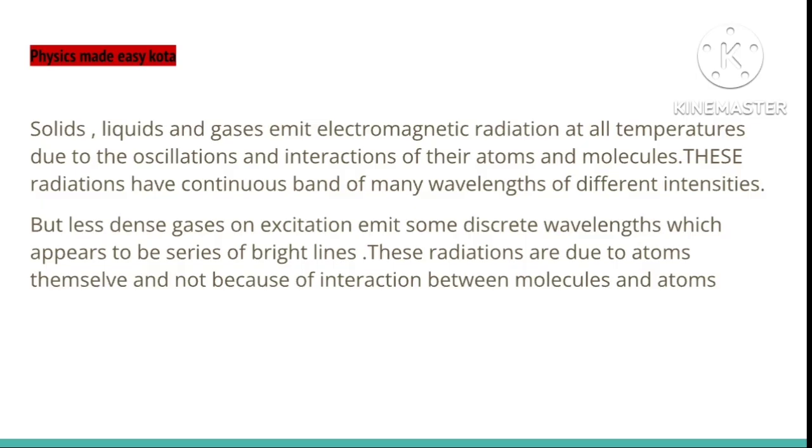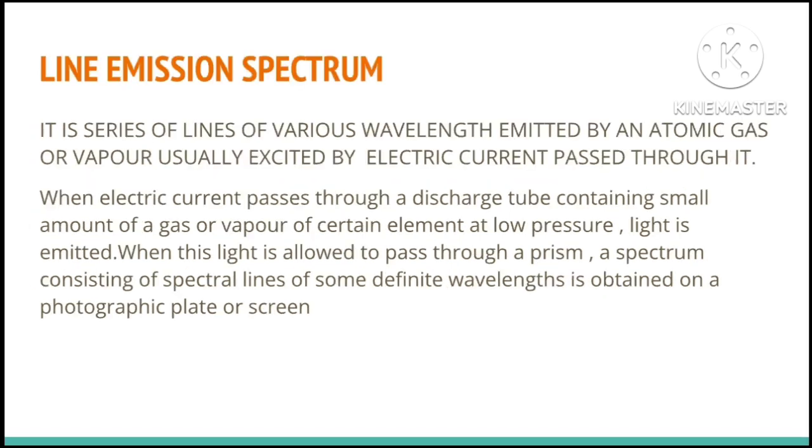So from this we come to know about the line emission spectrum and the line absorption spectrum. The line emission spectrum is a series of lines of various wavelengths emitted by an atomic gas or vapor, usually excited by an electric current passed through them, and the spectrum produced by radiations emitted by the excited element is known as the characteristic spectrum of the element.